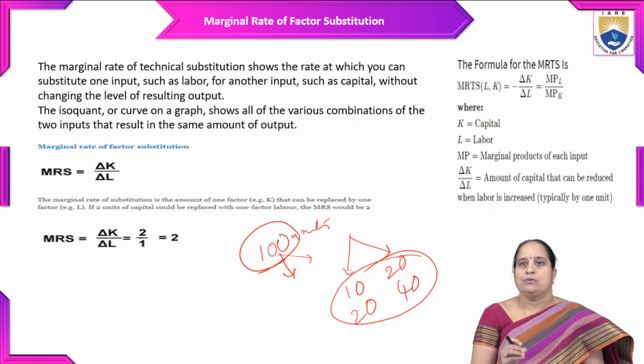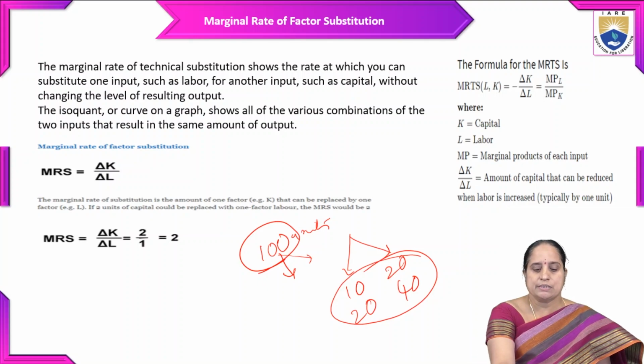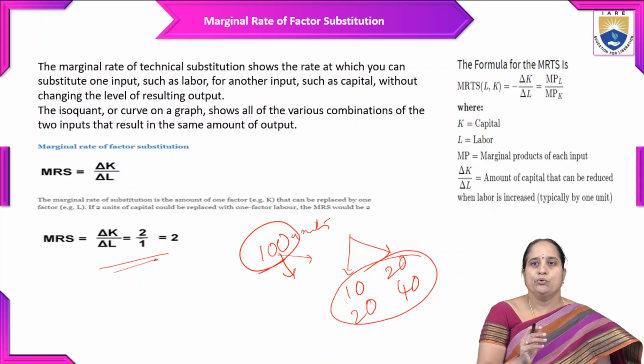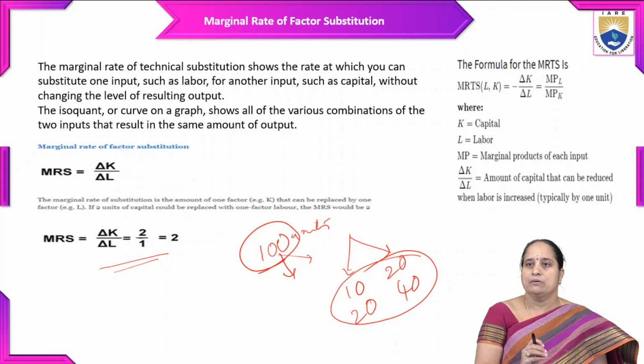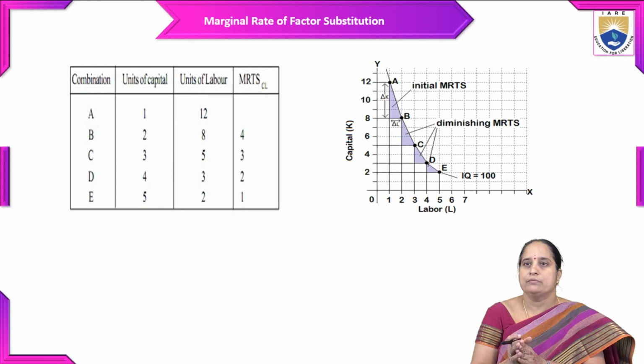Marginal rate of substitution is the amount of one factor that can be replaced by another factor. For example, in this case, if 2 units of capital could be replaced with 1 unit of labor, as a result, your MRS would be 2 units. The same I have explained here with the help of a graph.